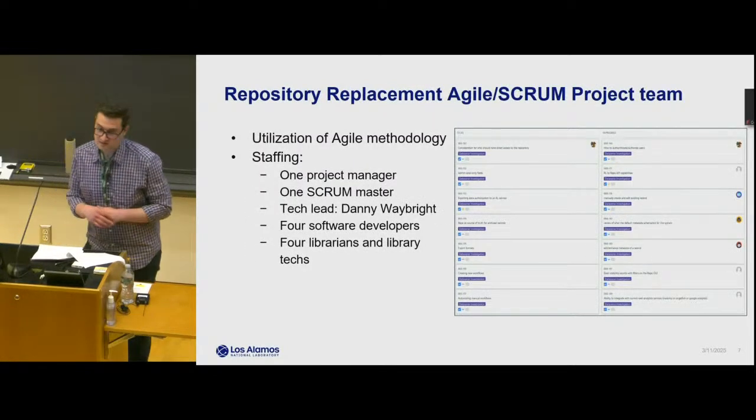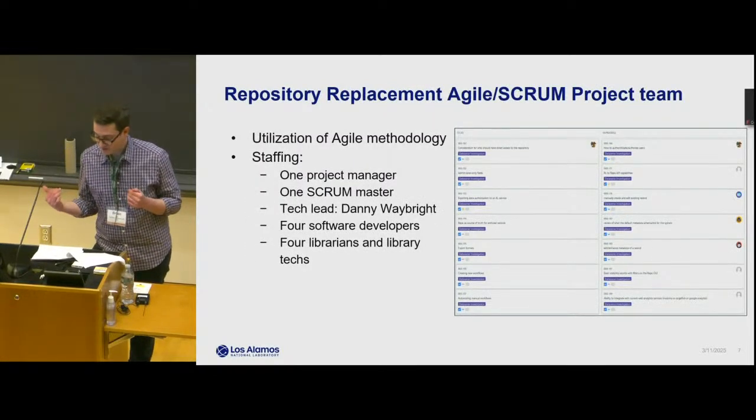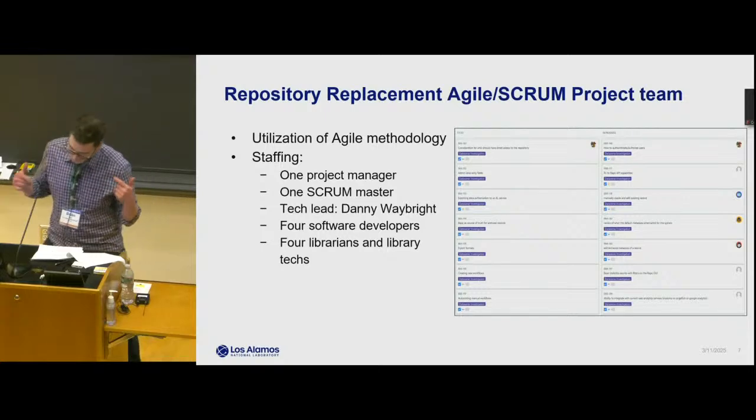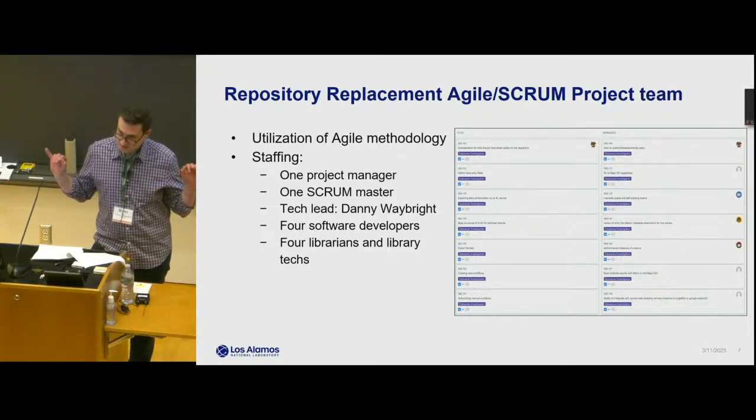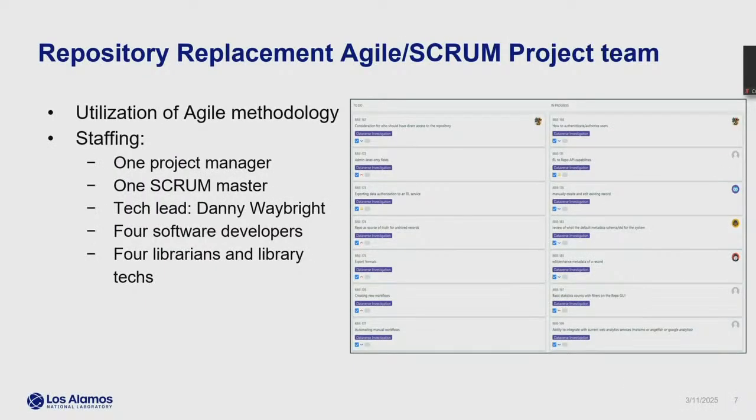We organized the evaluation project using Agile methodology. So we had 1 project manager, a scrum master, a tech lead, 4 software developers, and 4 librarians and library techs. We organized our work into stories and tasks that we put into bi-weekly sprints, and we used tools like Jira to organize those sprints.